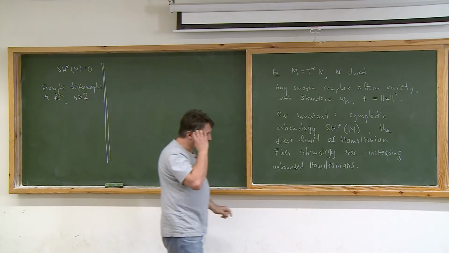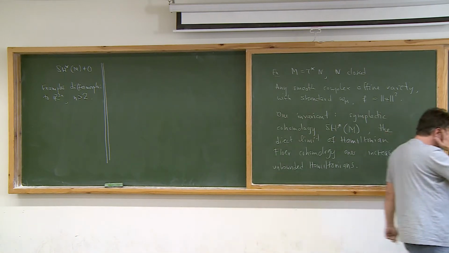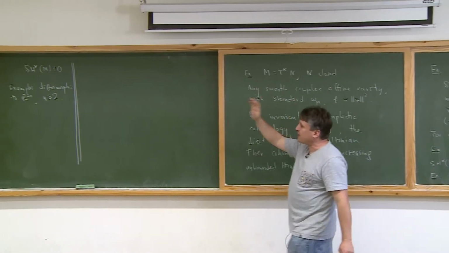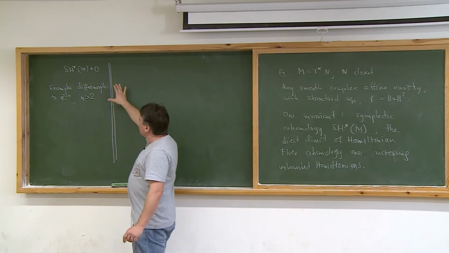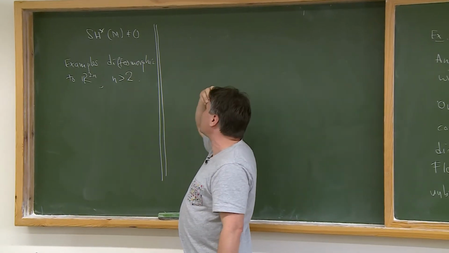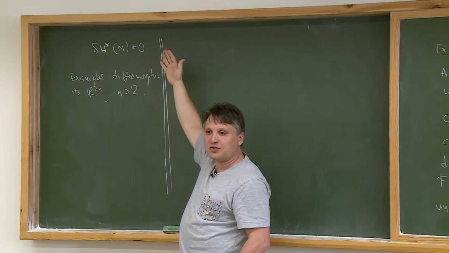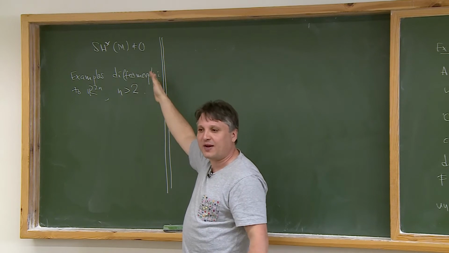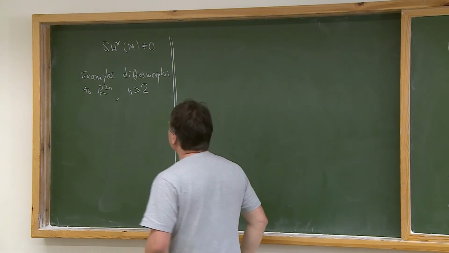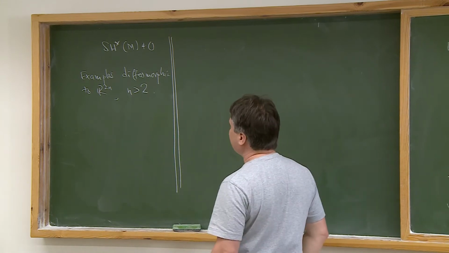So the first thing that happened was that people understood that the topology of M is relatively irrelevant. So it's easy to find examples which are diffeomorphic to R2n. They have no topology, at least in high dimensions, and the symplectic homology is non-zero. So in particular, they're distinguished from R2n, and they're distinguished from each other, and so on. They're not maybe the most natural examples, but they definitely exist.